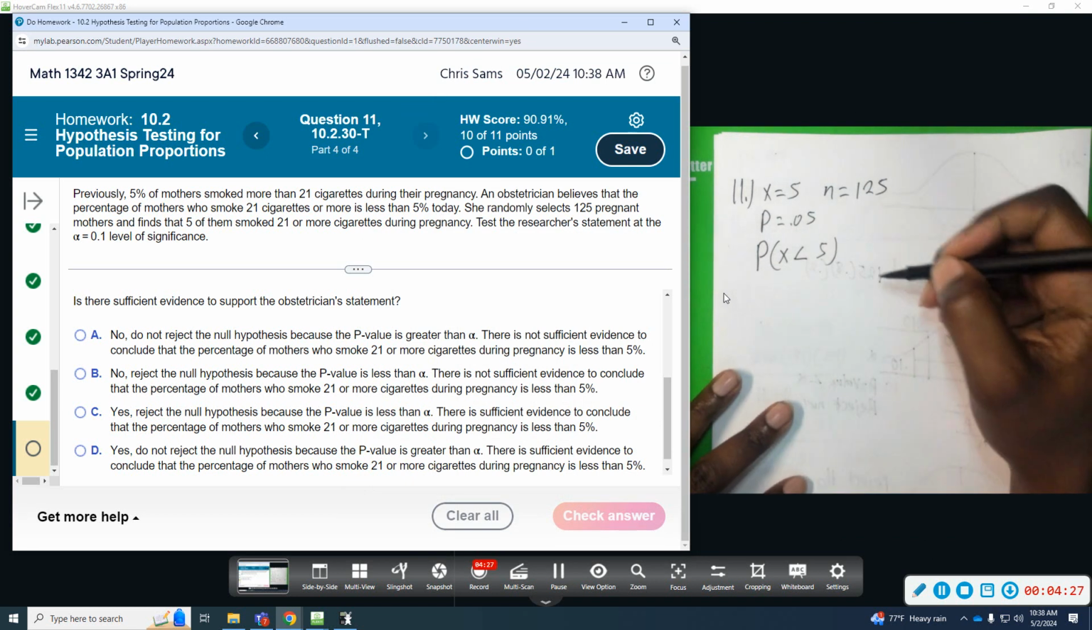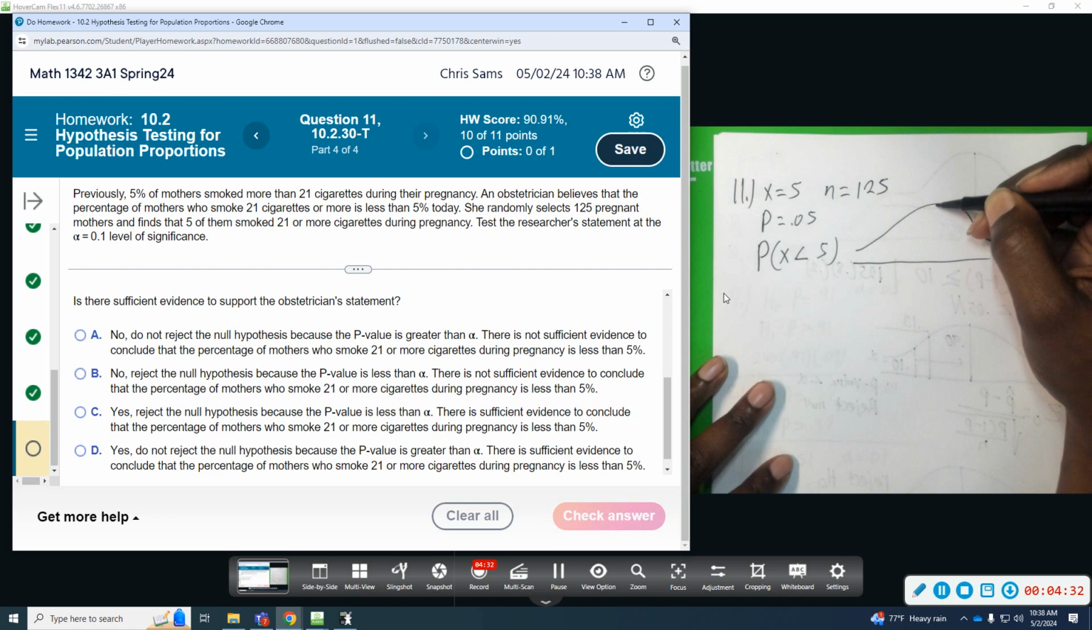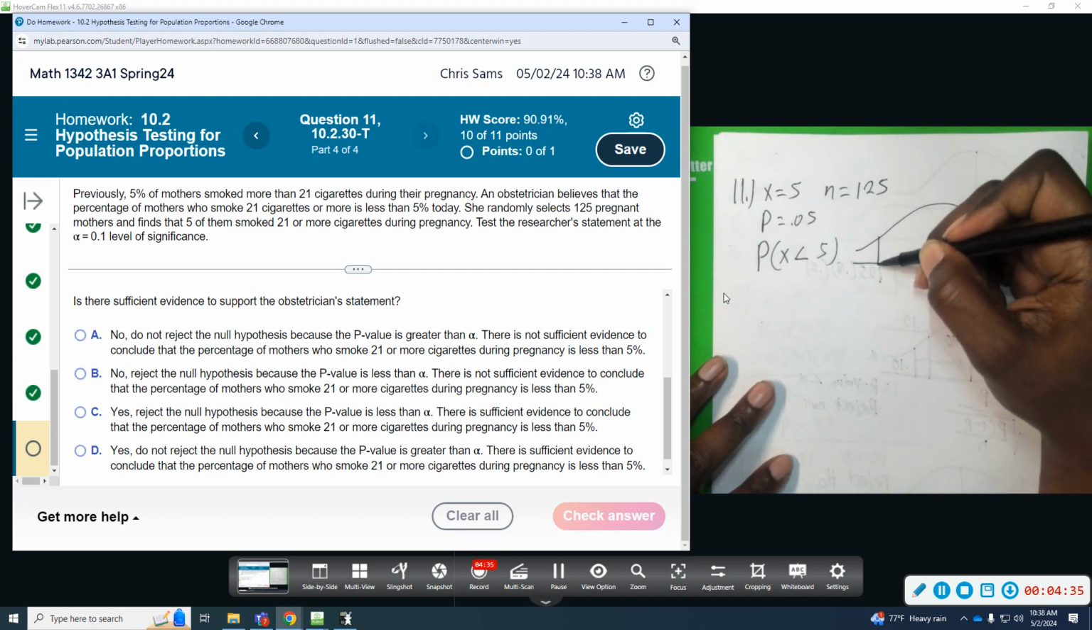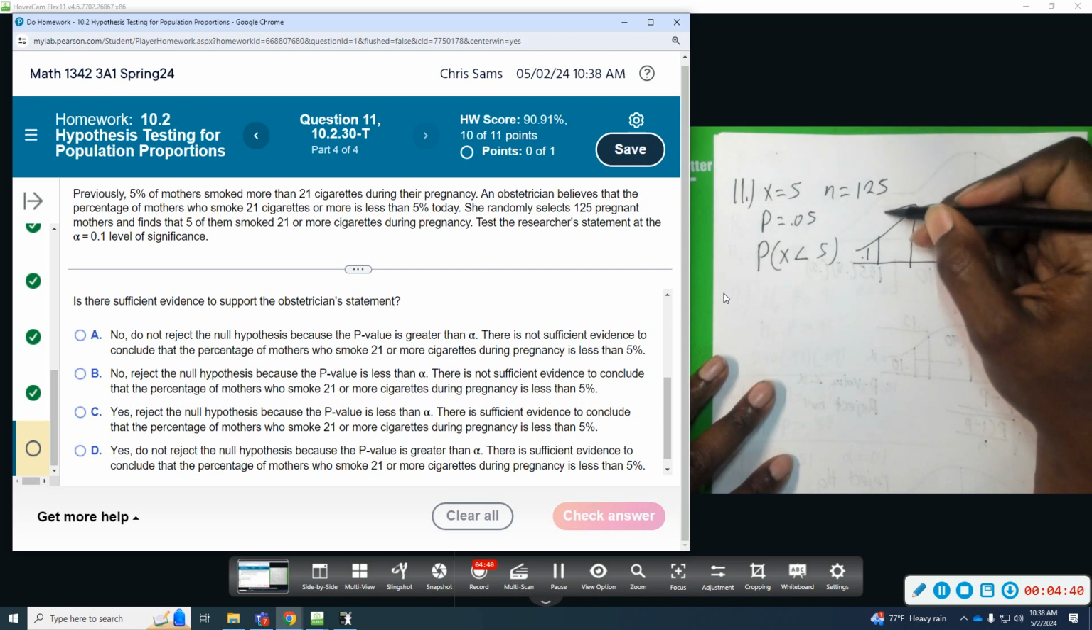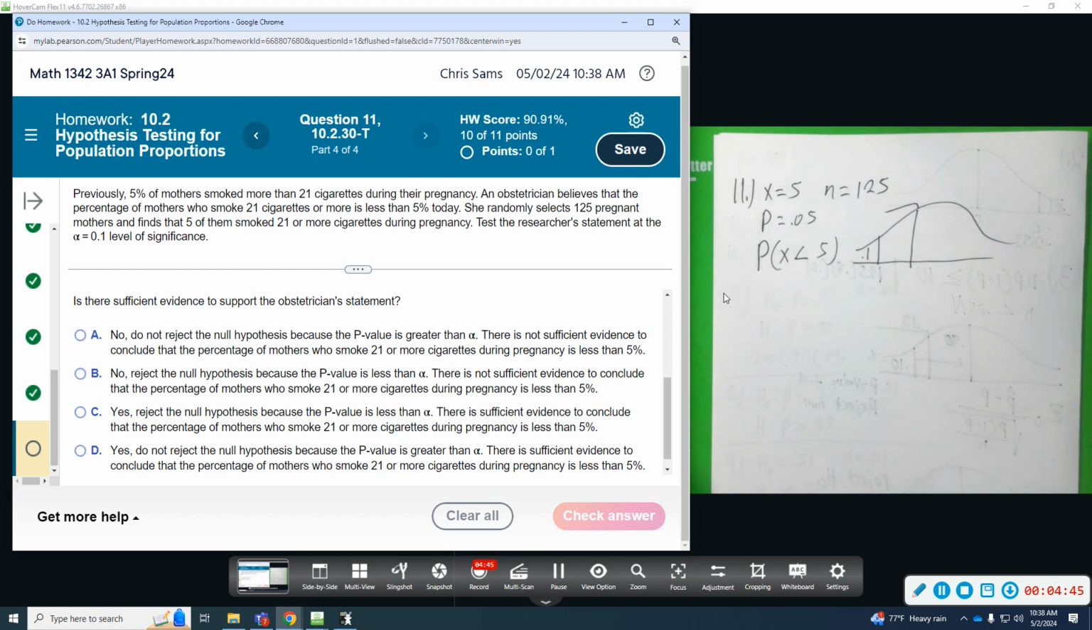So still thinking about the normal distribution, because we got a big enough sample. We're looking at 10% over here, and we got like 40%. So p is way bigger than the 10%, so we will not reject the null. We will fail to reject the null. P-value is greater. There is not sufficient evidence to conclude that the percentage of pregnant women who smoke 21 or more is less than 5%. Yes, so we do not reject the null.